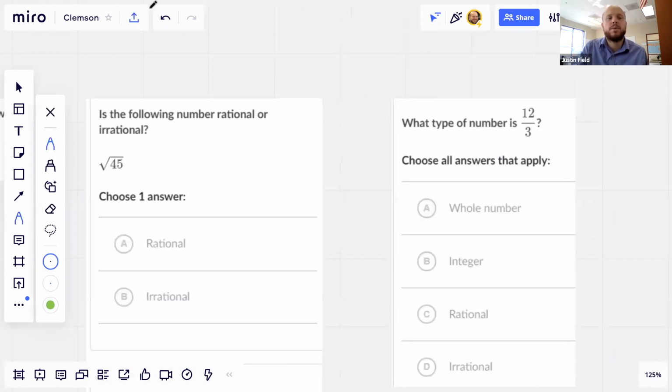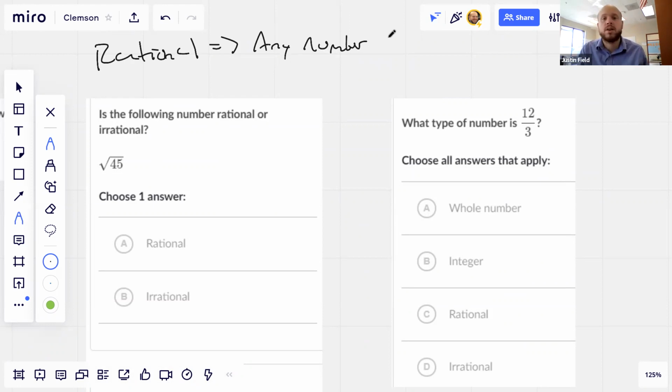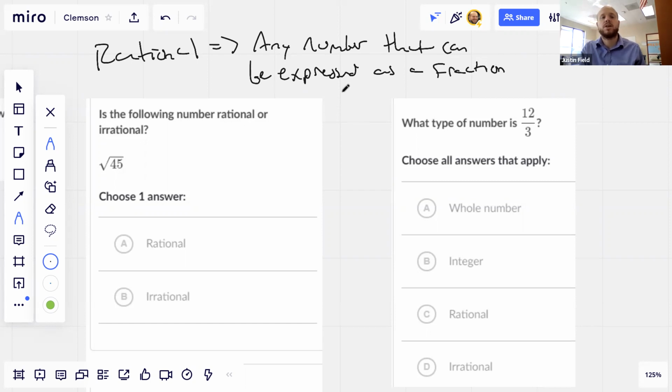So in week 1, we talked about rational numbers. And just as review here, rational is any number that can be expressed as a fraction. Some numbers are fractions, and some numbers, like a whole number 7, can be written as a fraction. Decimals can be written as a fraction. So there's lots of rational numbers, but there are numbers that cannot be written as a fraction.